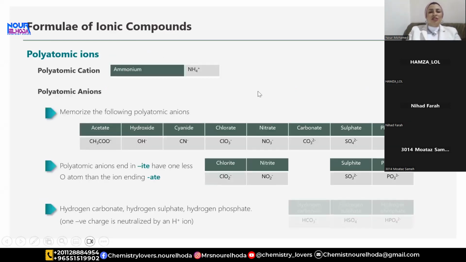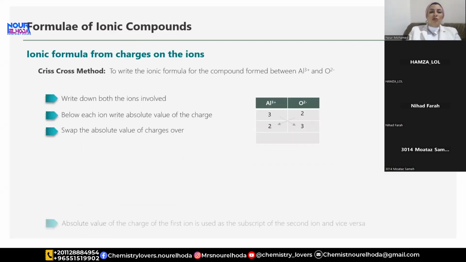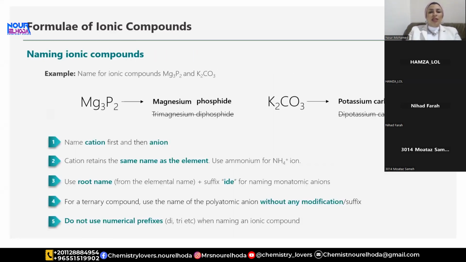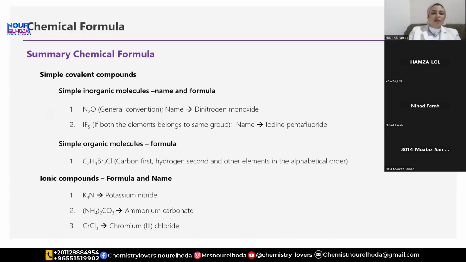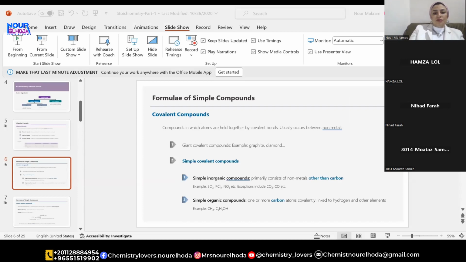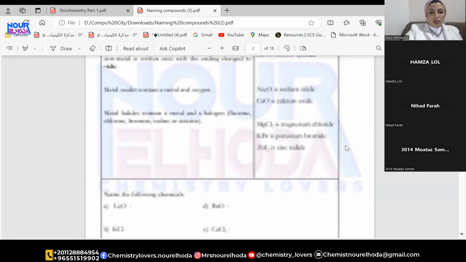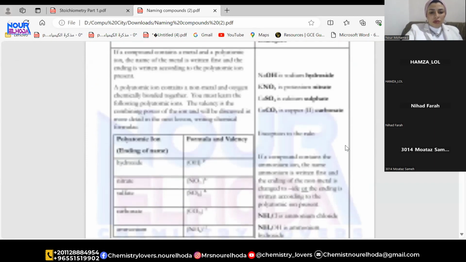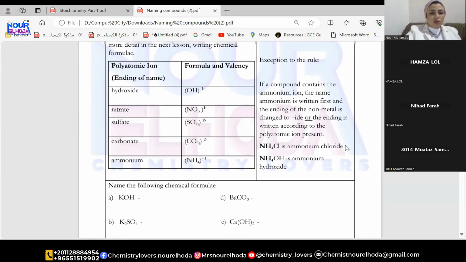Some of the elements, some of the compounds, they are going to be called polyatomic. What do I mean by the word polyatomic? Polyatomic means they are not formed from only one element. No, it's formed from more than one element. I'm going to show you this now. Check this. This is the one I'm talking about. These are the ones we need to know.